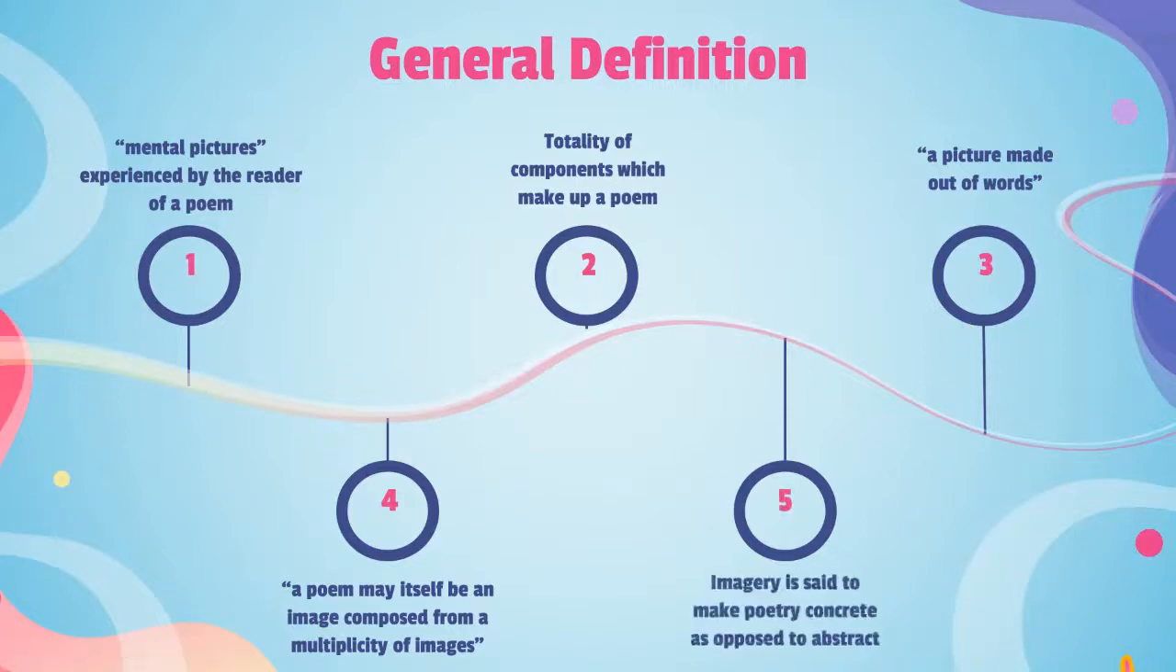And finally, imagery is said to make poetry concrete as opposed to abstract. This is a very general definition. Poetry, if it was not for the images, for the examples the poets provide, would have become abstract. So imagery helps the poem to be more tangible to the audience because via the images, the poet can clarify what he or she means.